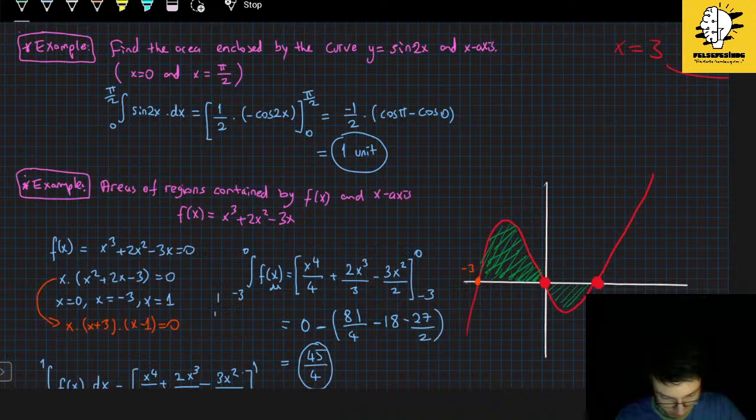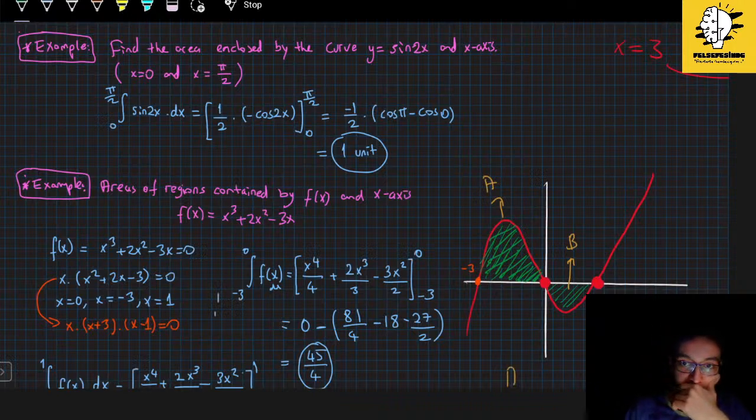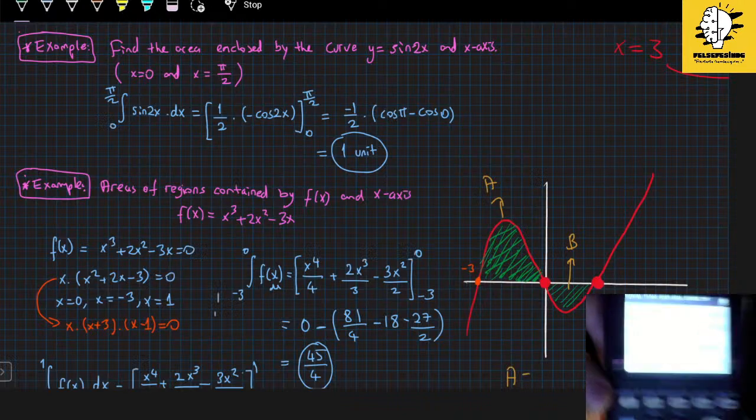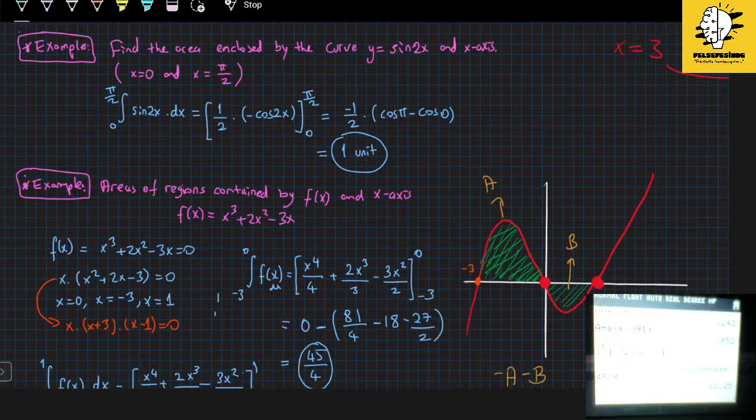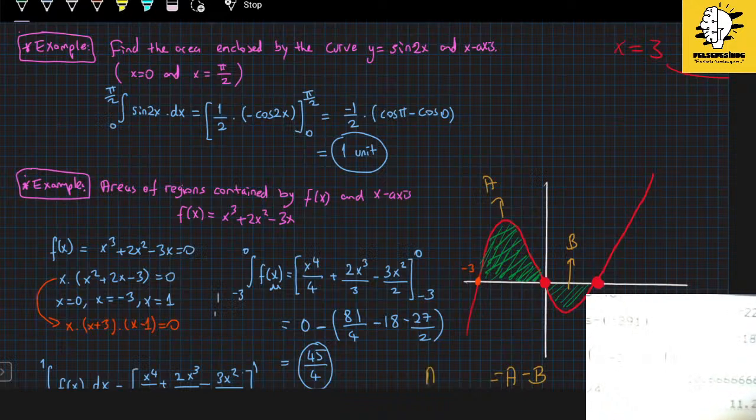So if you take the definite integral from -3 to 1, it's going to be a problem. This question is very important, I want you to pay attention to it more, okay? Let's say this area is A, and this area is B. If you take the definite integral from -3 to 1, you will find the area is equal to A minus B.